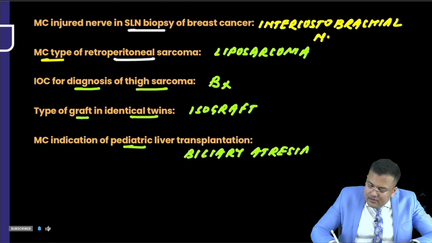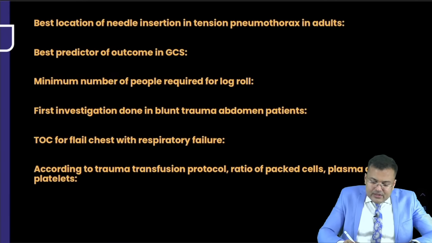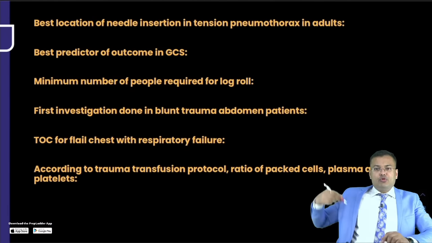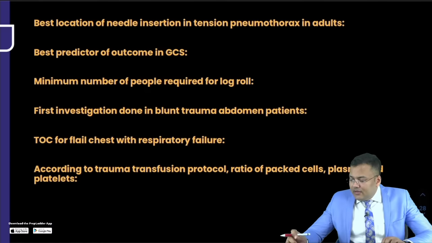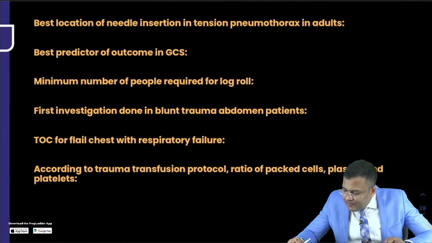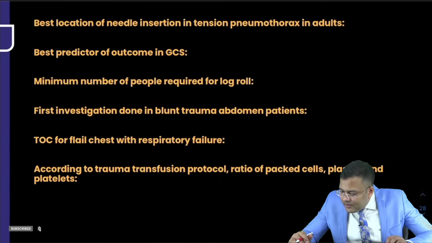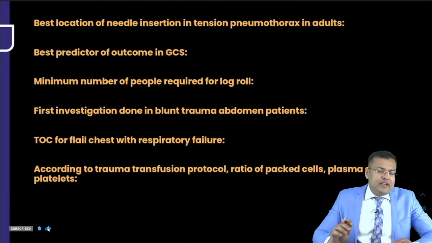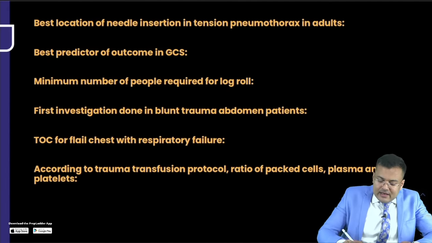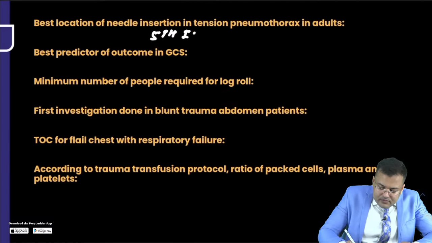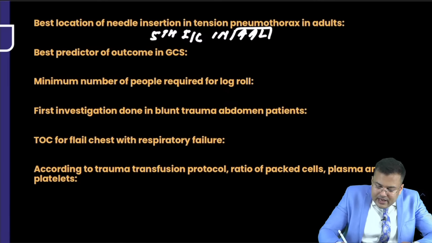Very good, Vishal. Now tell me, guys, best location of needle insertion in tension pneumothorax in adults. So where do we insert the needle? Let me see, first person to reply. Which intercostal space? Very good. Fifth intercostal space in anterior axillary line. So we insert the needle in fifth intercostal space, in anterior axillary line.